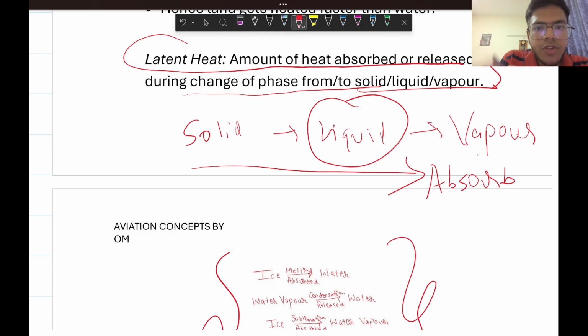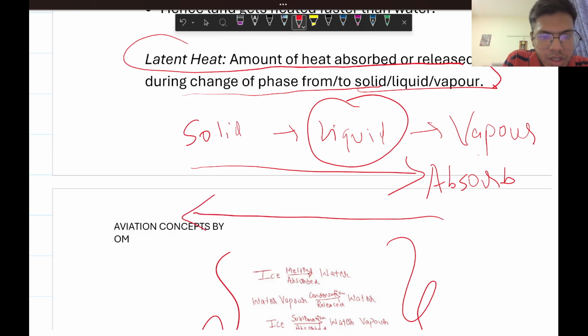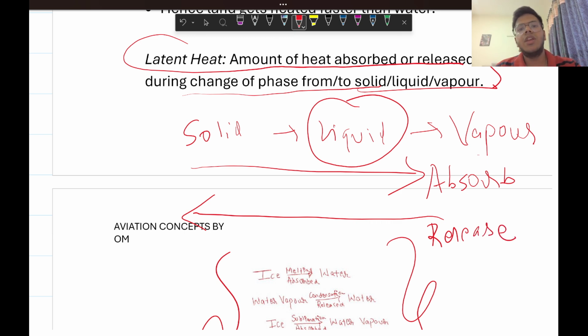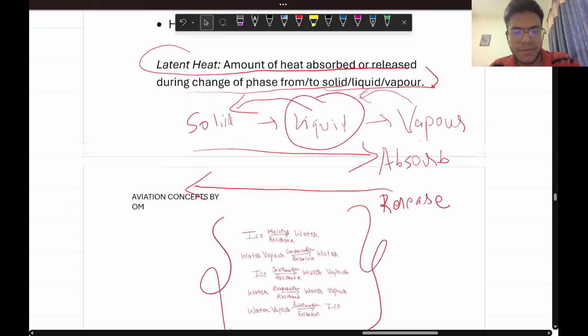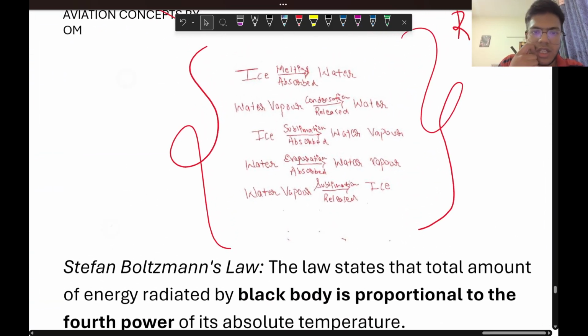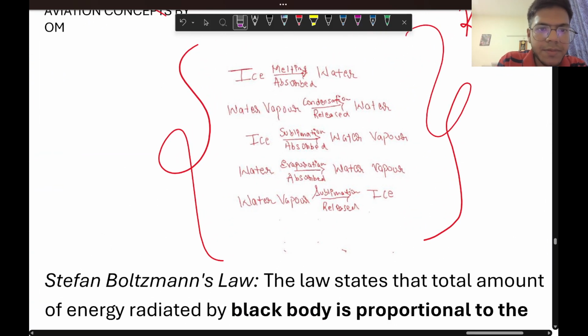Now, similarly, if you have to go in this way, you need to release some amount of heat. Heat will have to be taken out. Then only can I freeze or get cold. So guys, we'll study each one of them one by one.